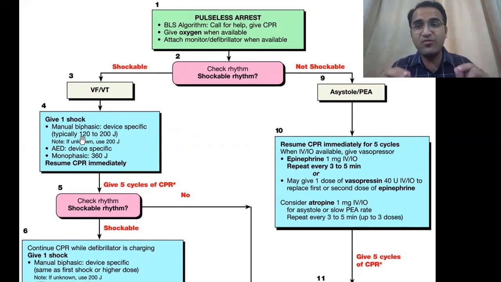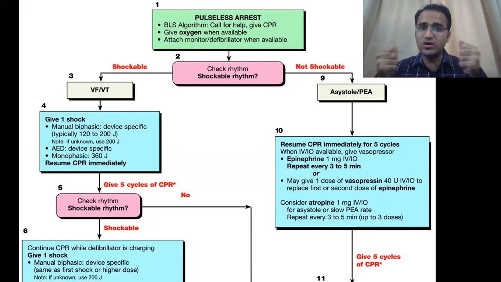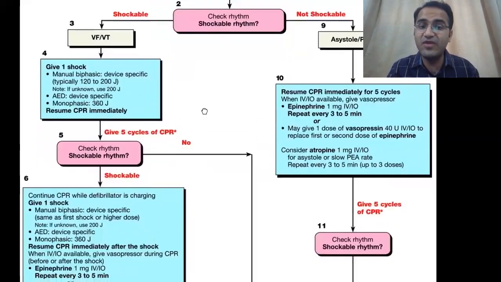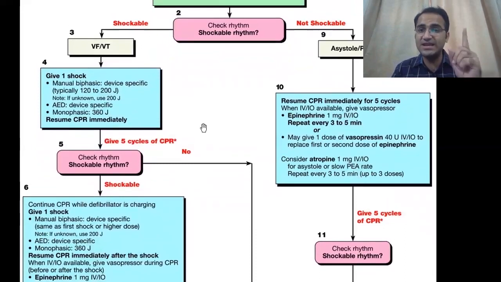Then when you are performing the shock, always remember that you take your hands off the patient, because the patient can conduct that electrical activity towards you. So hands off and shock the patient. Then you resume the CPR after you have given shocks. You give 5 cycles of CPR, each cycle consisting of 30 compressions, 2 ventilations. 5 cycles, and each cycle should be of 2 minutes.